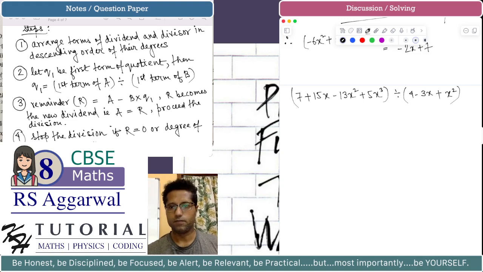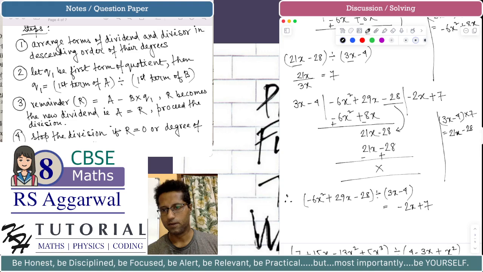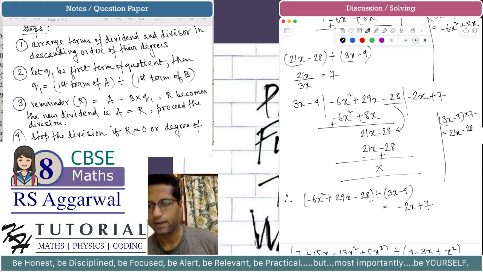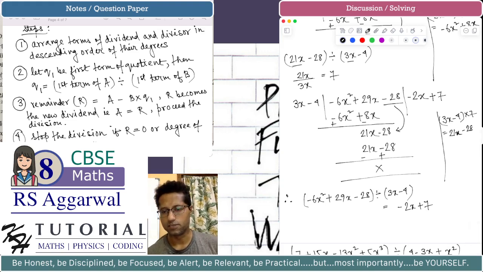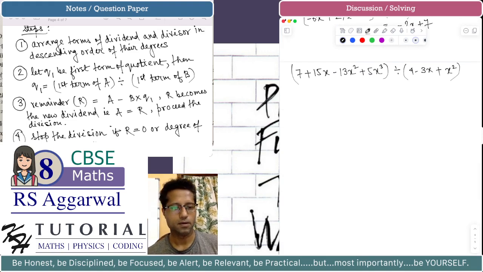Now the one thing to note is that the long division method will end in two cases. If the remainder becomes 0, then the long division ends, or else if we have a remainder where the degree of the remainder is less than the degree of the divisor, then also the long division method will end. Okay, let's see how we do this division.